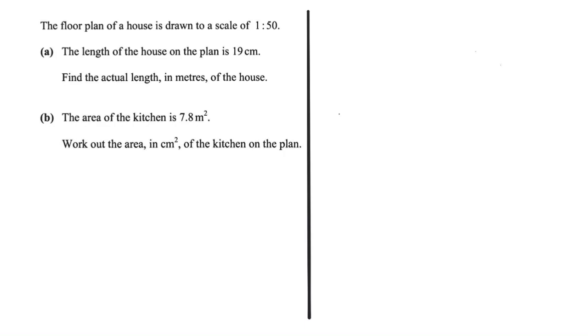Hello everyone, welcome to this video where we are given a floor plan and we are also given the scale 1:50, meaning 1 cm on the map is equal to 50 cm on the actual house. The length on the plan is 19 cm. Find the actual one in meters.